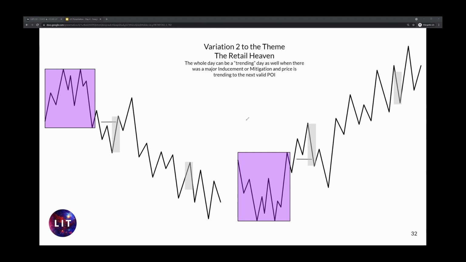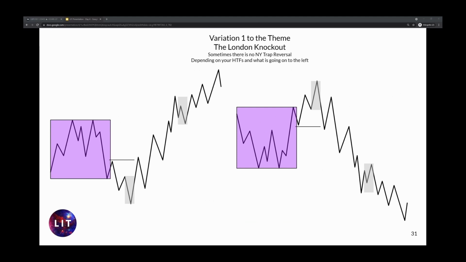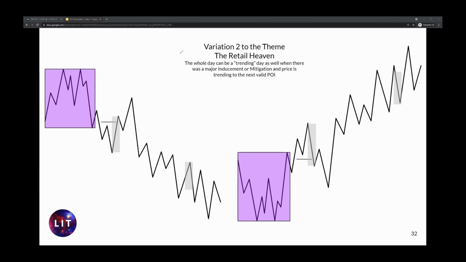Then we have the retail heaven. We just made it clearer, by the way. We had other variations, which are exactly the same, but this is just a clear illustration here. So the retail heaven is technically not a heaven for them, but we just call it the heaven because the whole day is just one direction.